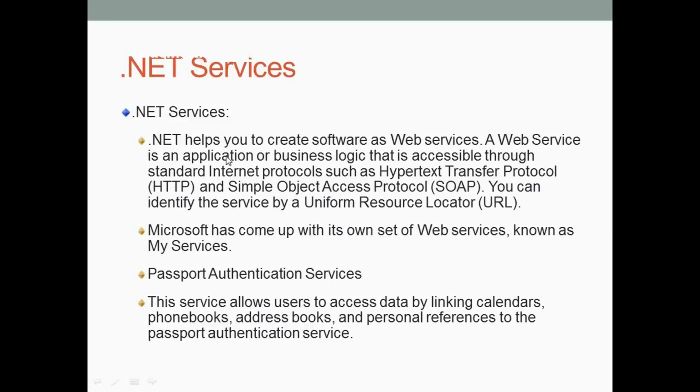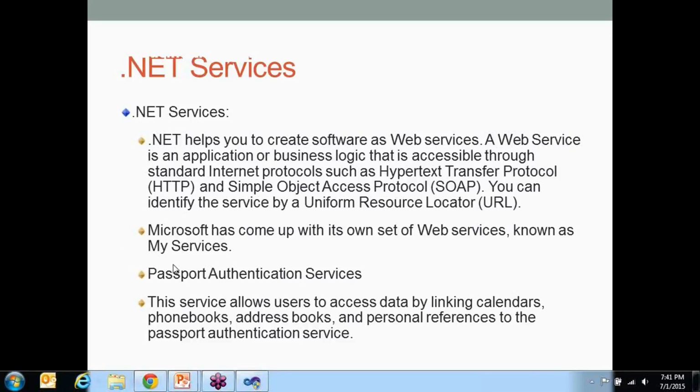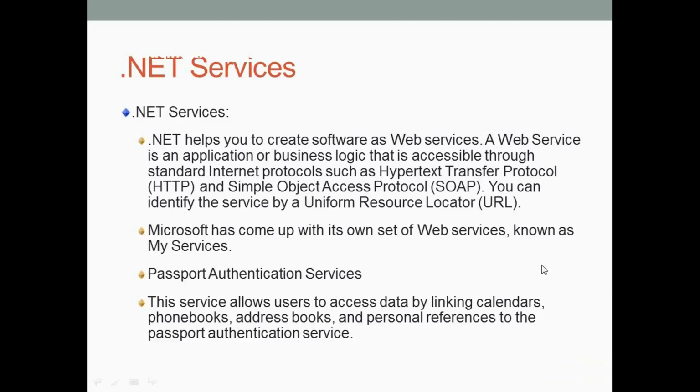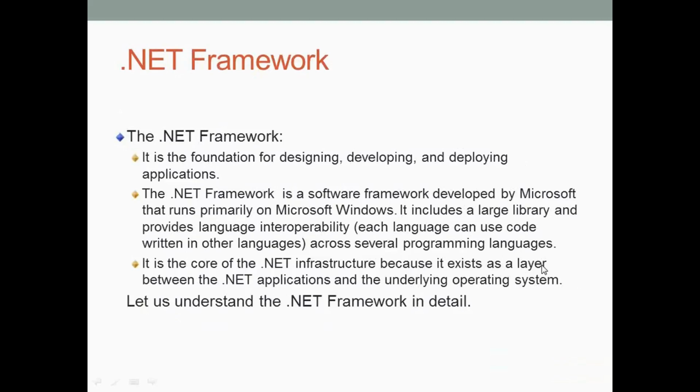So basically, to understand this, let us take a simple example of IRCTC. In short, there are many applications available at present that are using .NET Web Services. Microsoft has come up with its own set of web services known as My Services. Passport authentication services are also there, with addresses and personal preferences tied to the passport authentication service. So there are many .NET services available, and apart from them, the last one is the .NET Framework.